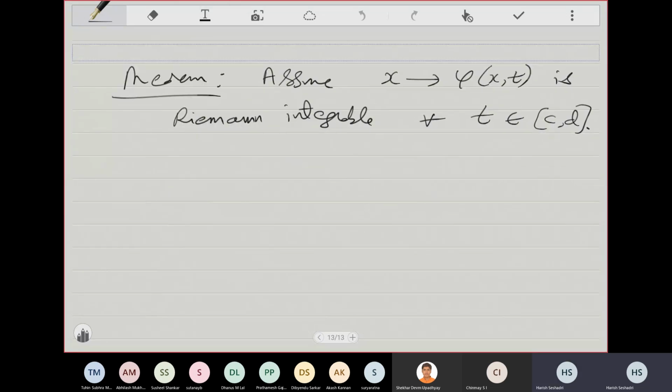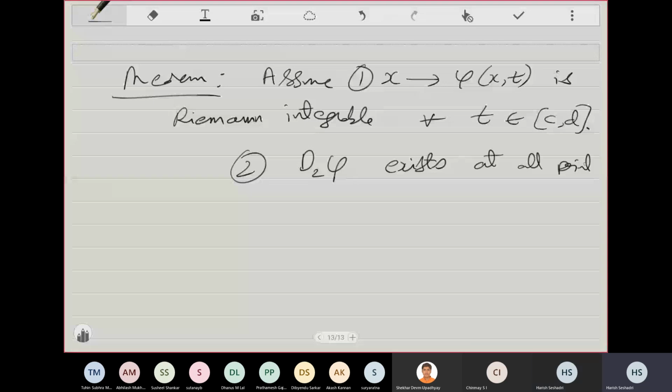Now, the other condition is that, so this is one condition. The other one is D2 phi exists at all points and is continuous.